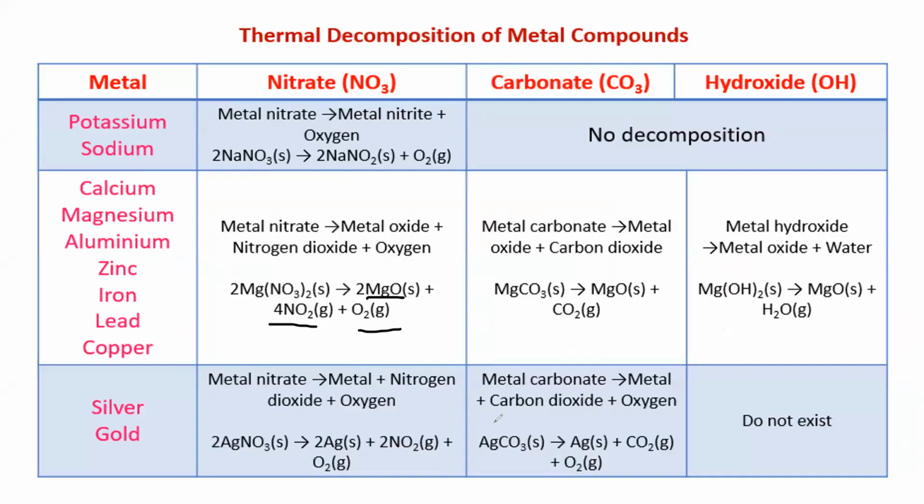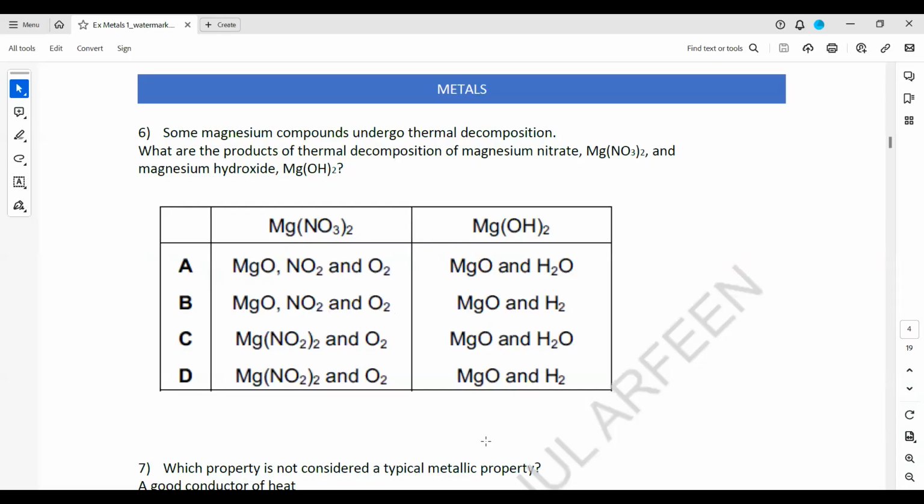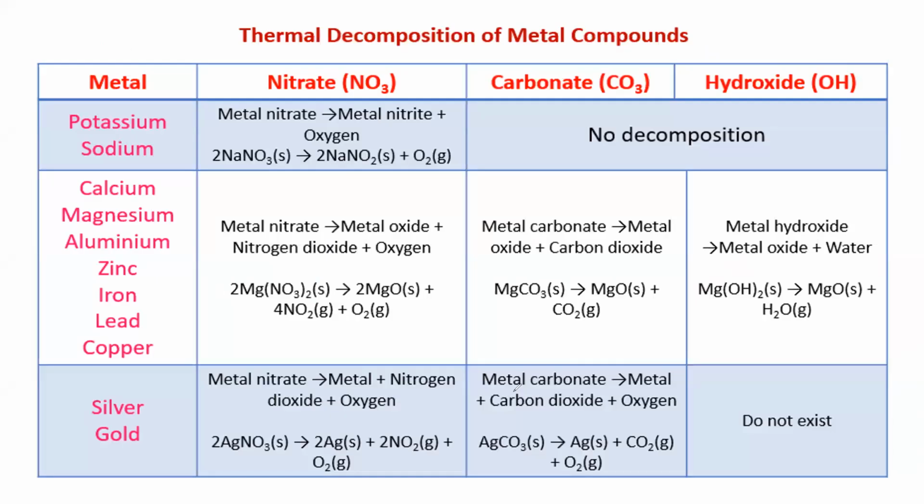So it should give magnesium oxide plus nitrogen dioxide plus oxygen. So either A can be an answer or B. But when we heat their hydroxide, it will give metal oxide plus water. So if we are heating, as an example, magnesium is already given here. If we are heating magnesium hydroxide, we get magnesium oxide plus water or steam. And because of high temperature, it will be steam.